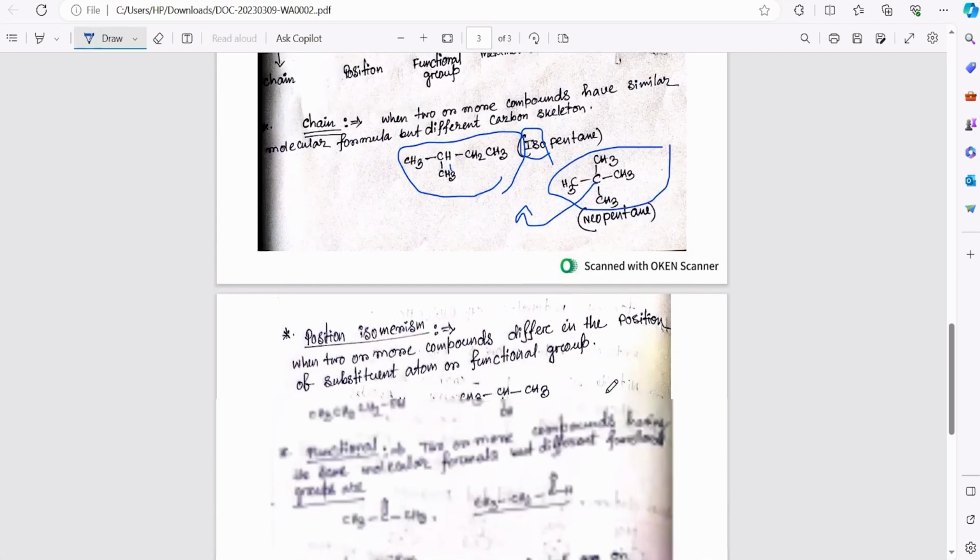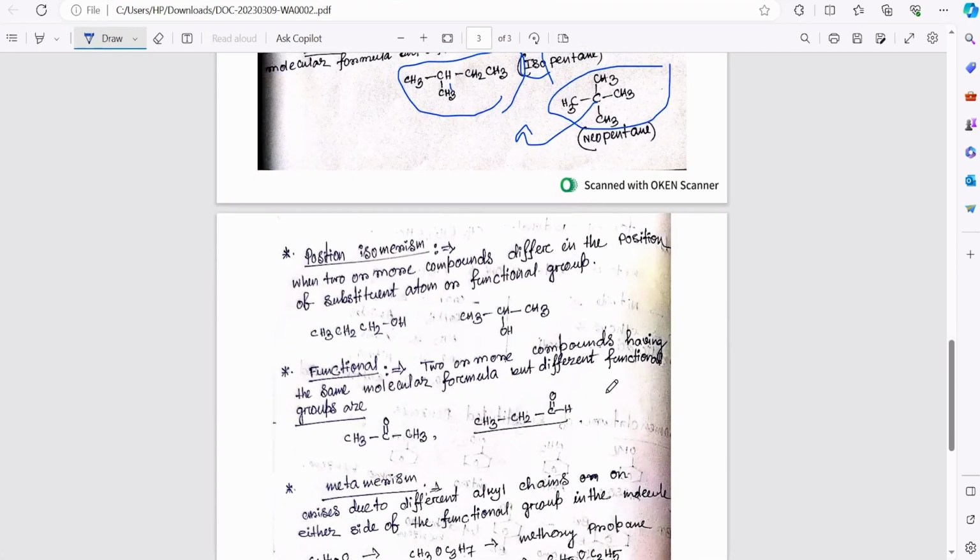Now we'll go to the second one. What is position isomerism? When two or more compounds differ in the position of a substituent atom or functional group. For example, CH3CH2CH2OH and another one, CH3CHOHCH3.